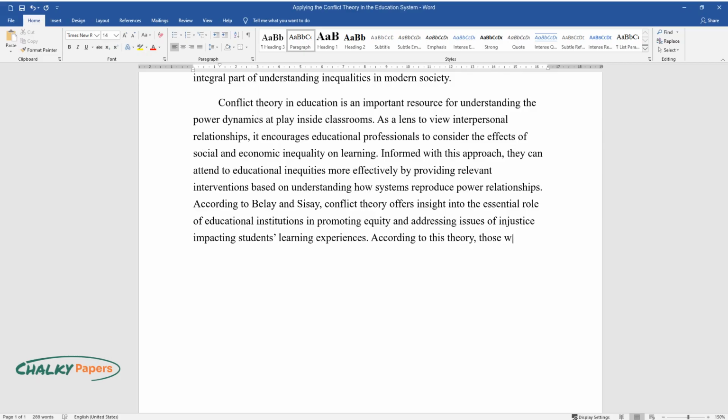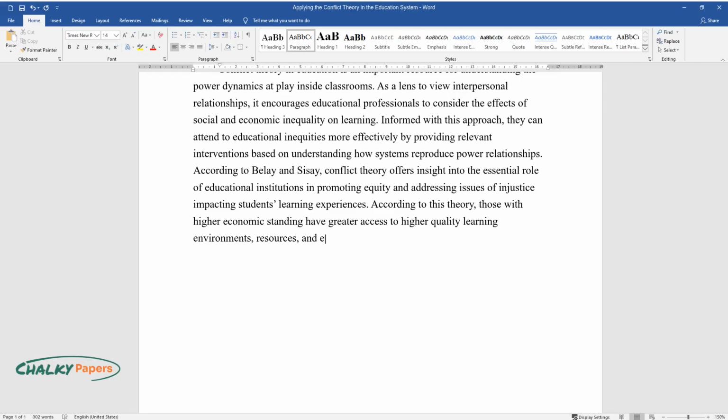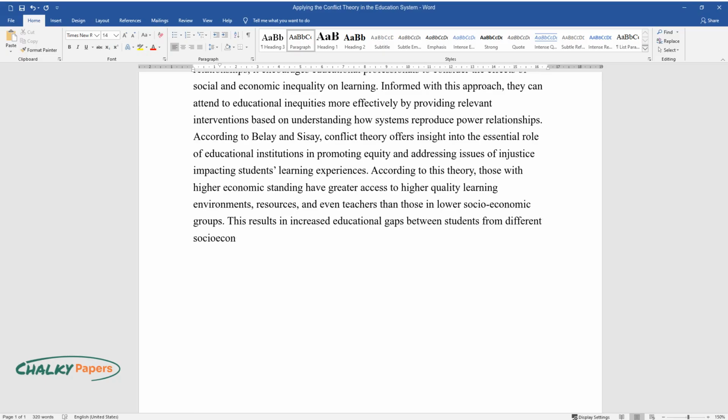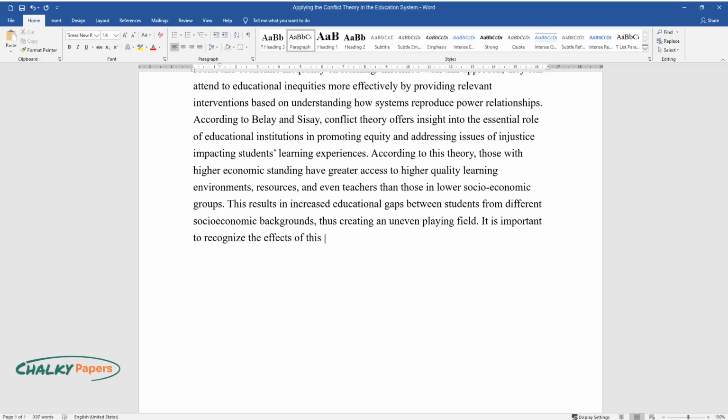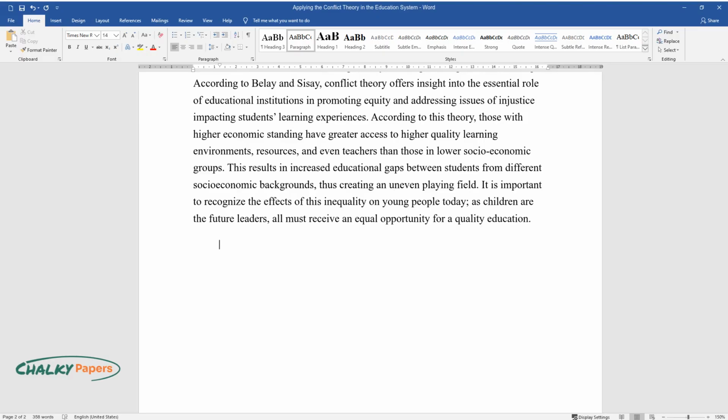According to this theory, those with higher economic standing have greater access to higher quality learning environments, resources, and even teachers than those in lower socioeconomic groups. This results in increased educational gaps between students from different socioeconomic backgrounds, thus creating an uneven playing field. It is important to recognize the effects of this inequality on young people today, as children are the future leaders. All must receive an equal opportunity for a quality education.